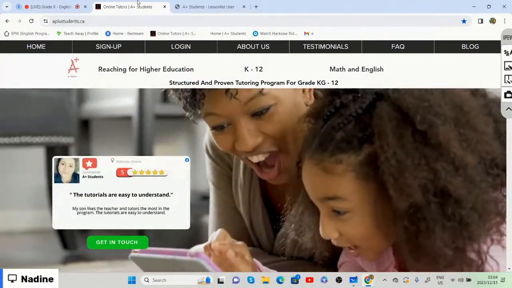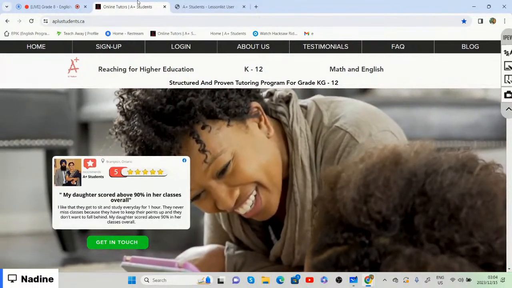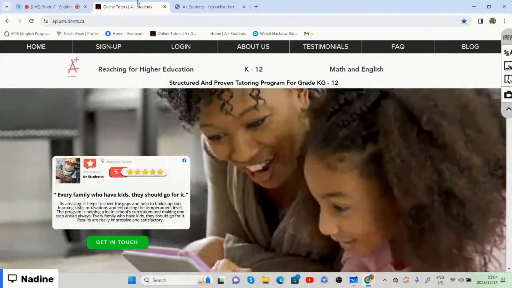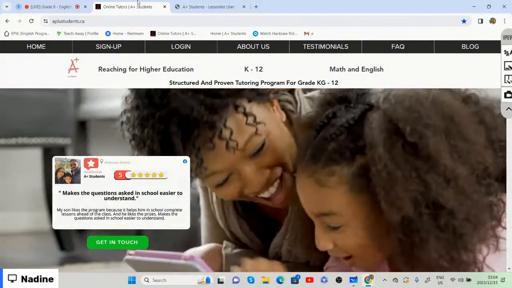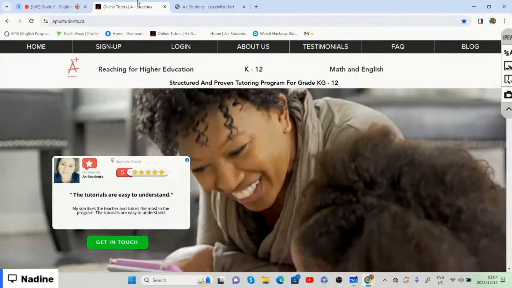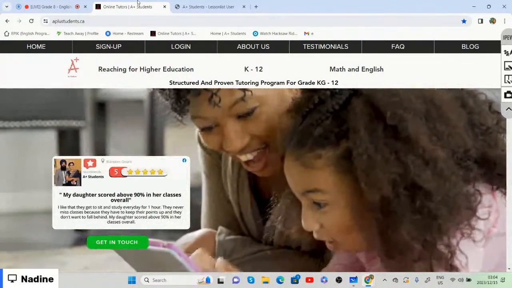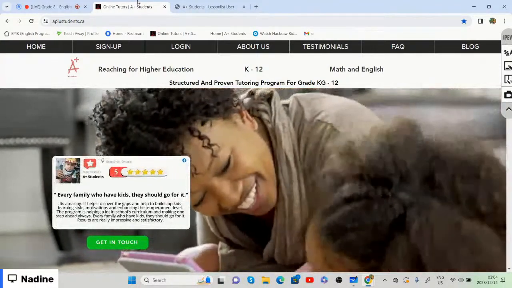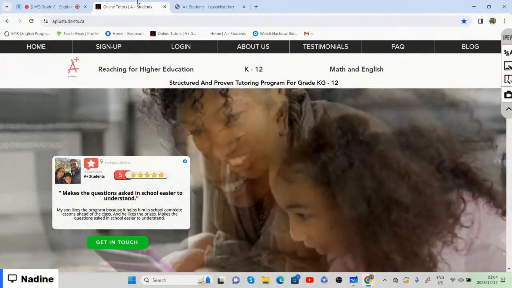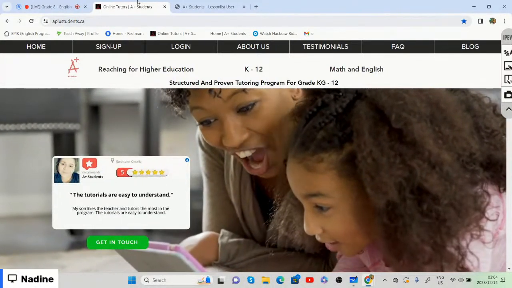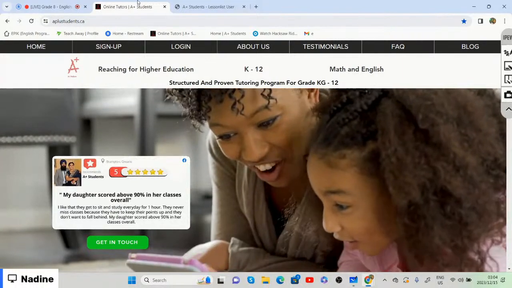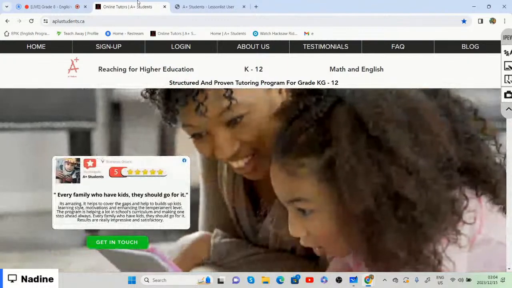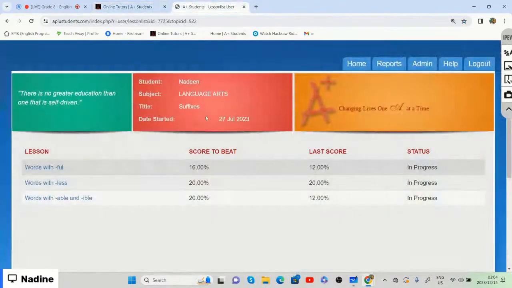Before we start with our lesson, we are going to log on to aplusstudents.ca. Once we've logged on with our username as well as our password, we're going to select the subject of Language Arts, grade 8. Once we've selected it, we're going to scroll down until we get to the chapter of suffixes.